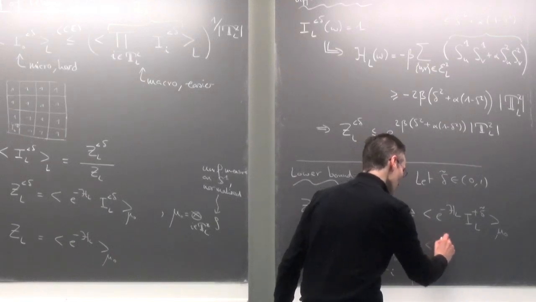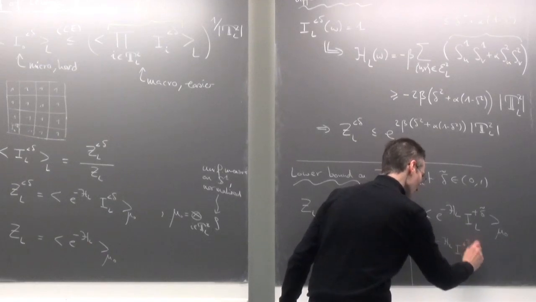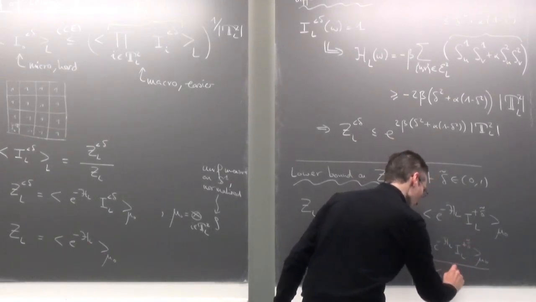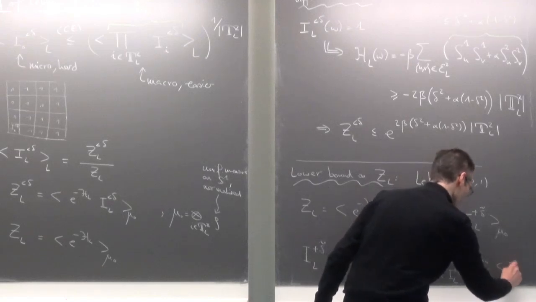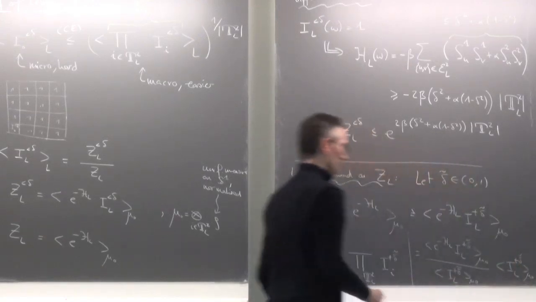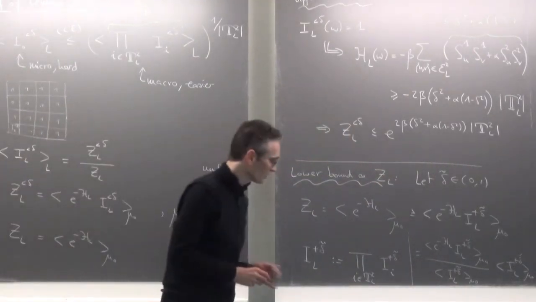So I want to write this E minus H_L I_L plus delta tilde mu naught divided by the expected value of I_L plus delta tilde, times the expected value of I_L plus delta tilde mu naught. There are many ways of making the estimate. This one gives you a nice estimate. I'm doing it this way.